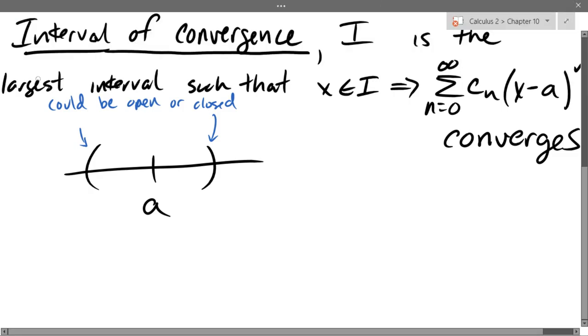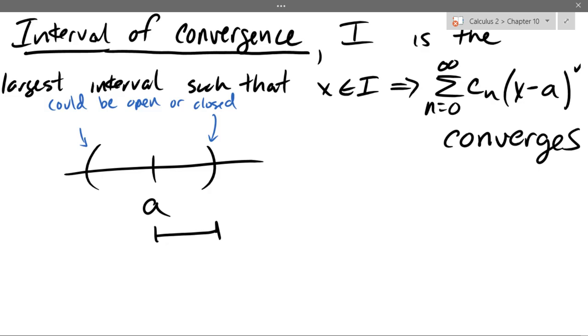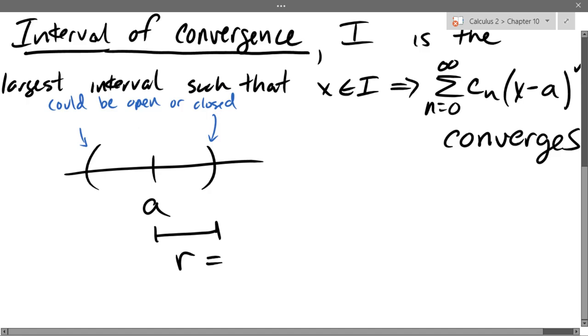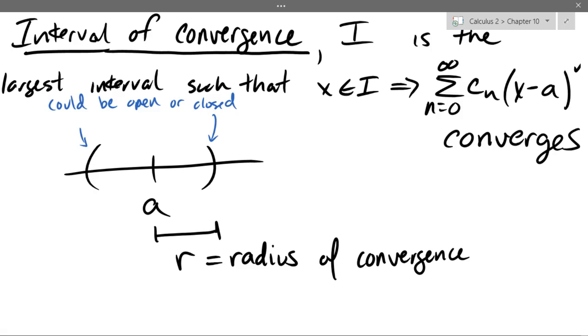One thing is guaranteed, no matter whether you're open or closed, however much you can go to the left, you can go that exact amount to the right also. So your interval will be basically symmetric about a. So if you can go 3 to the right, you'll go 3 to the left also. And once you have this interval right here, the radius is the half of the width of the interval. So it's how much you can go either direction. So this R is the radius of convergence.